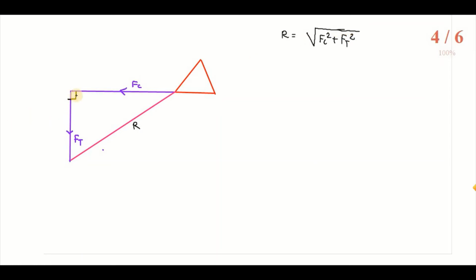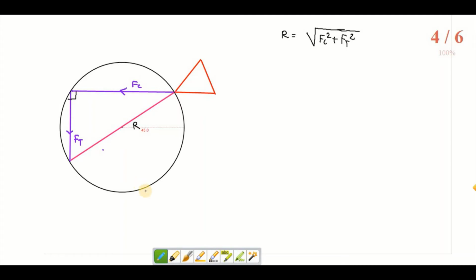This is the normal. Now if you take the center of that resultant length and draw the circle which touches the tool tip and the other two ends of the cutting forces, then we are getting the circle which is called the merchant circle. So on this circle we can draw the different forces.